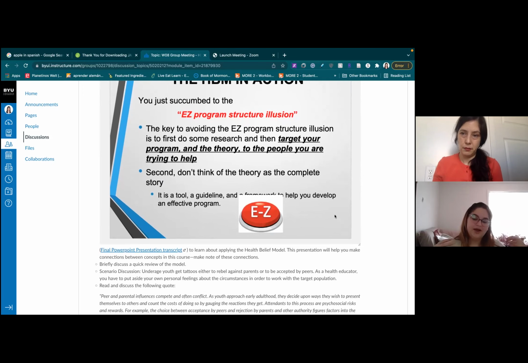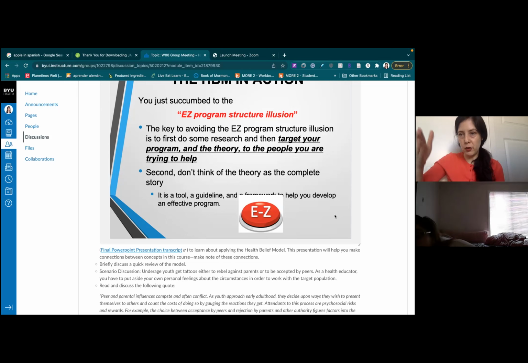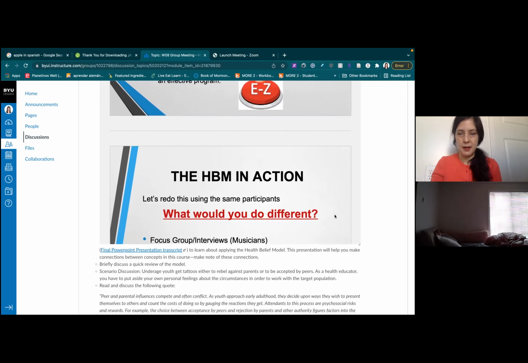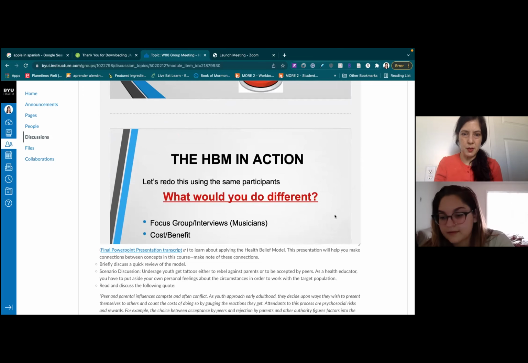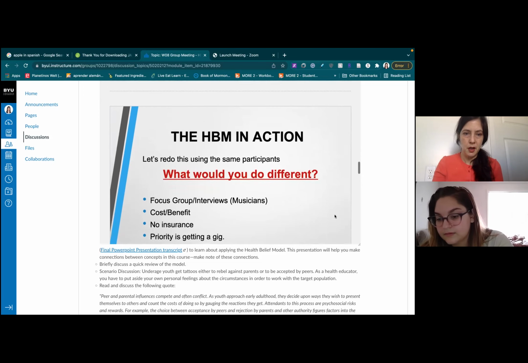So basically, we have the model, and we just expand on it and make it more detailed. Maybe more personal, more target oriented. Yeah, target population oriented. Like targeted towards your audience. Exactly. The HBM in action. Let's redo this using the same participants. What would you do differently?